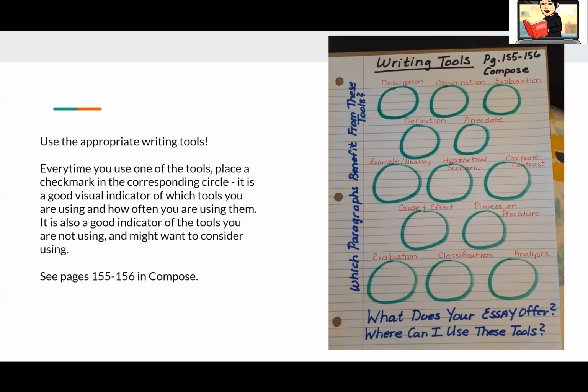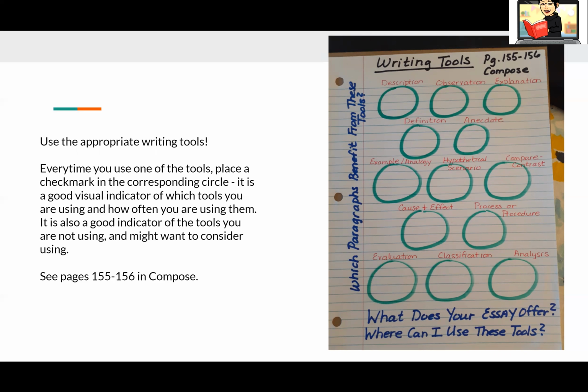So I might ask myself as I am looking at my draft, in paragraph 4, do I need to provide a description of something? Do I need to provide a hypothetical scenario? Should I formulate it as a cause and effect? Should I provide an evaluation? So as I'm building my paragraphs and I'm strengthening my ideas and making sure my ideas are clear to my audience, I go to my writing tools page and I ask myself, which one of these 13 writing tools, which one or two can I use in my paragraph to make my idea crystal clear to the reader?